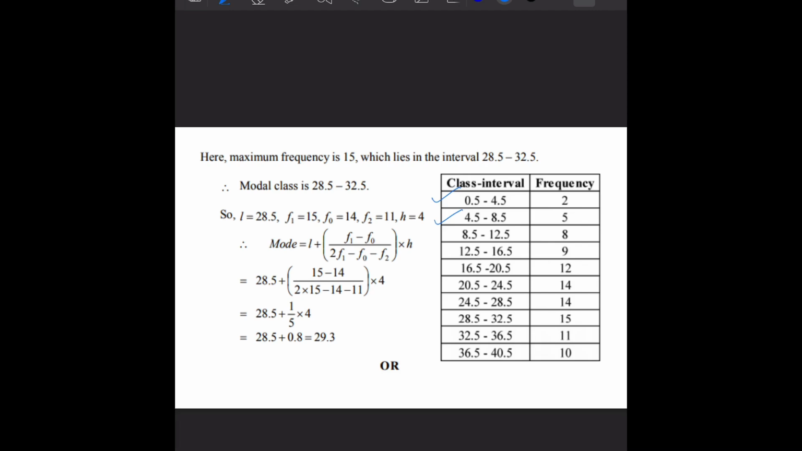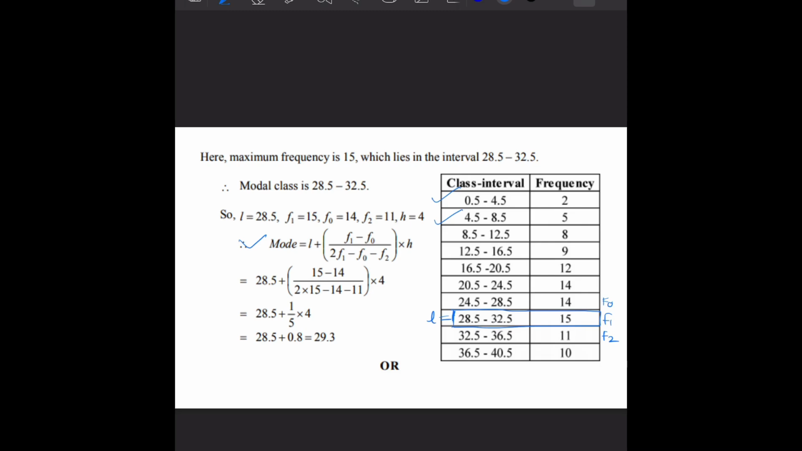Maximum frequency is 15. That's why your modal class will be 28.5 से लेके 32.5, right? This will be your F1, this will be your F0, this will be your F2, this will be your lower limit. What is the mode का formula? Mode का formula is small l plus F1 minus F0 upon 2F1 minus F0 minus F2 का complete multiplication होगा h से.